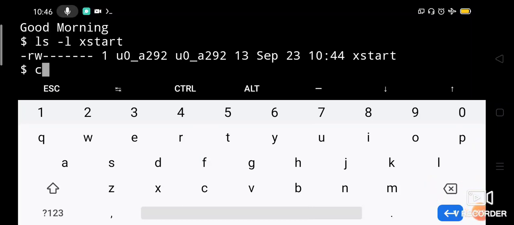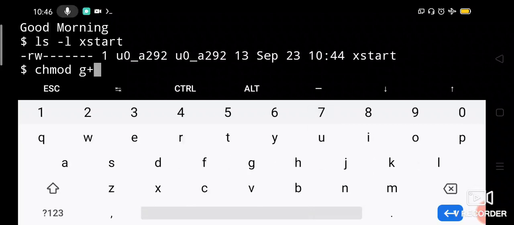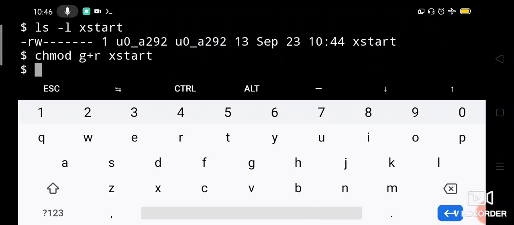Okay, let us execute the commands. Let us say chmod for group. Let us give group read permission. So how do we say? g+r, and you have to specify the name of the file, exstart. chmod g+r means for the group category you are giving the read permission, right? Now it has executed successfully.